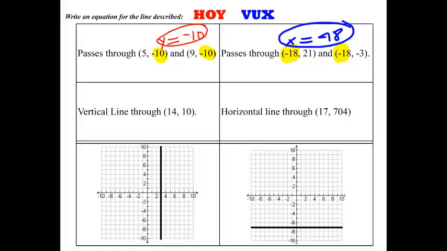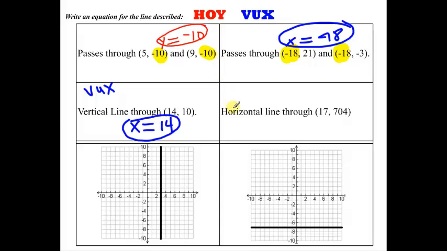Next one, a vertical line. Now, we only get 1 point, but they tell us it's a vertical line. So that actually sets up our equation for us already. Remember, this is a vertical line. Look here on VUX. We're going to do vertical line. So our equation is going to be x equals. Look at that point and tell me what x equals. Well, x equals 14 from that point. It's our first coordinate. So this is our answer here.